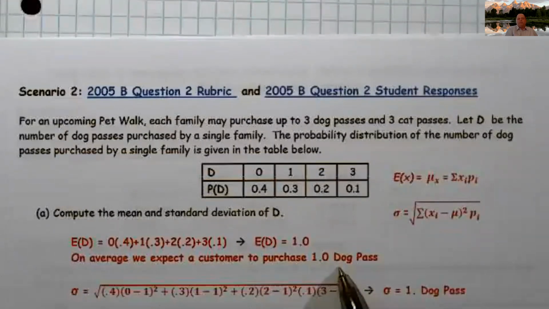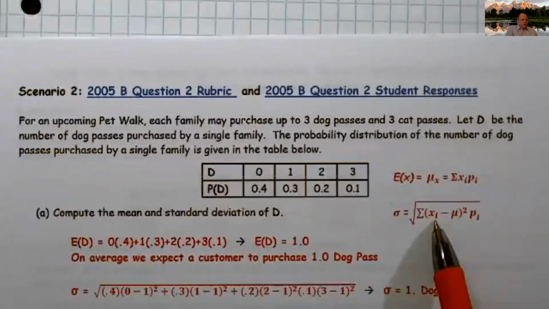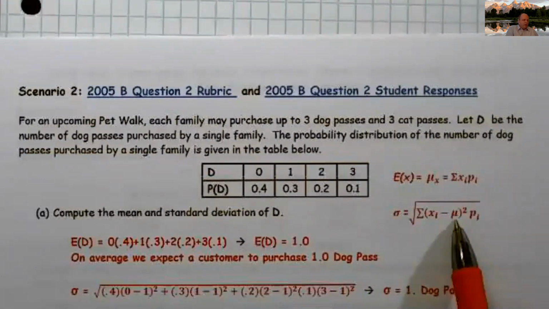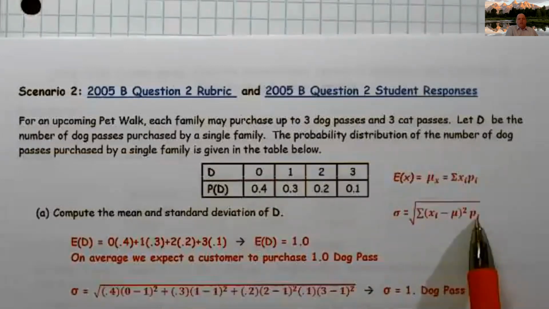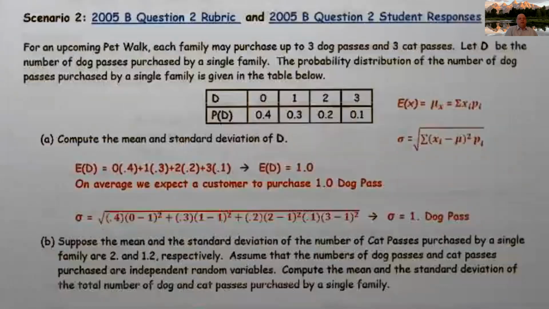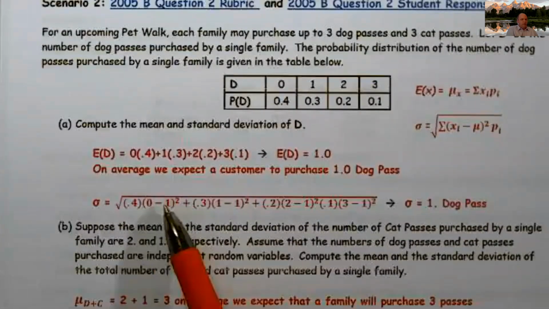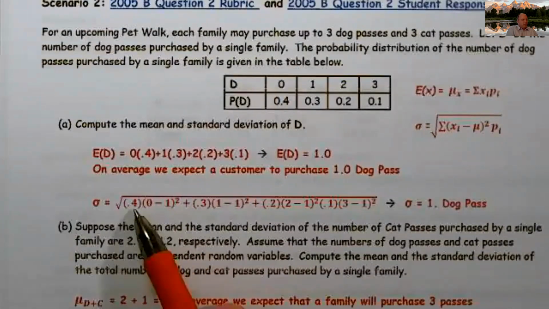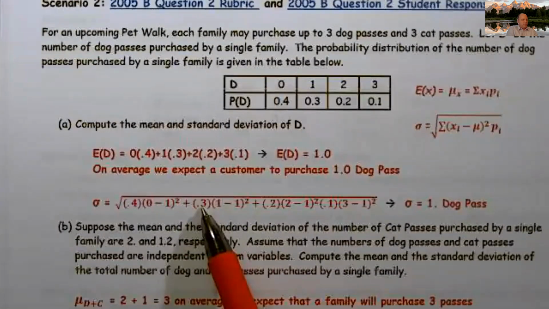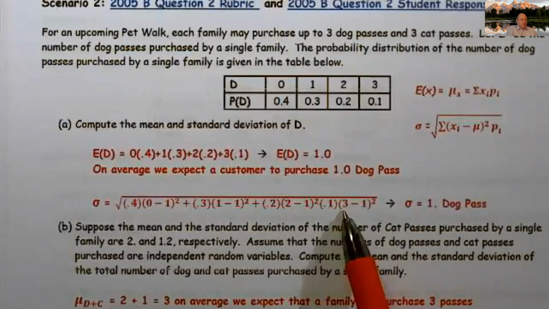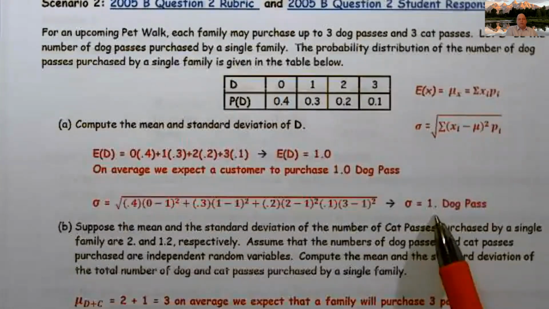That's what we expect. The standard deviation, all right? Well, that's my individual X's minus the average, which we just calculated. All right, we just calculated that average is 1, times the individual probability. So this is my work. So my individual X minus the mean times its associated probability. My individual X minus the mean times its associated probability, etc., all the way across to the individual X minus the mean times its probability, and we end up getting 1 dog pass. All right?